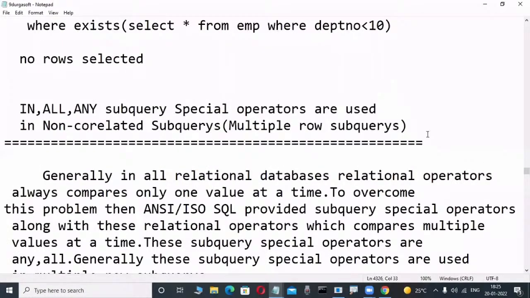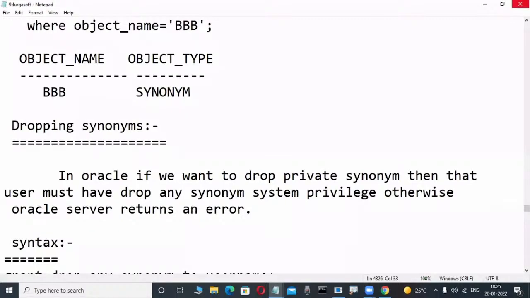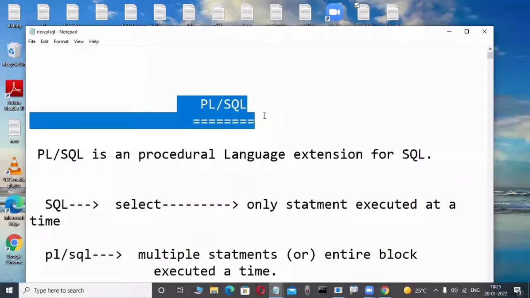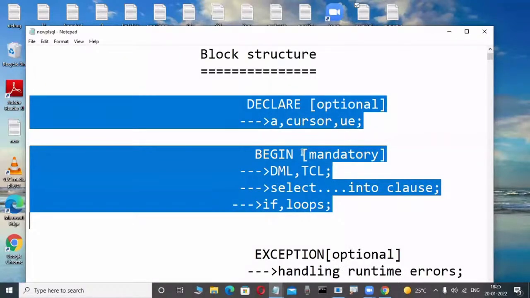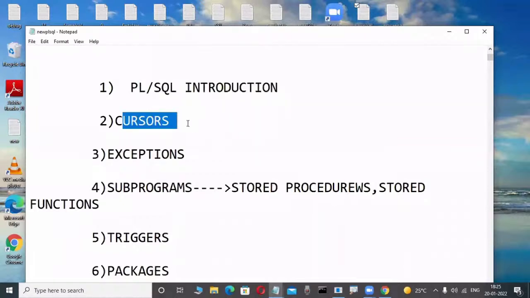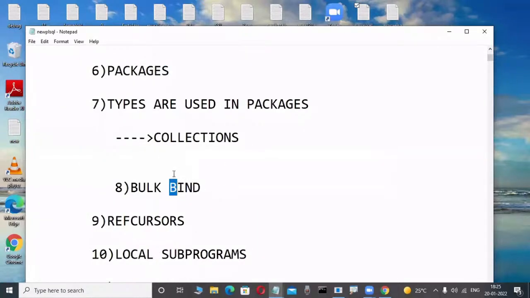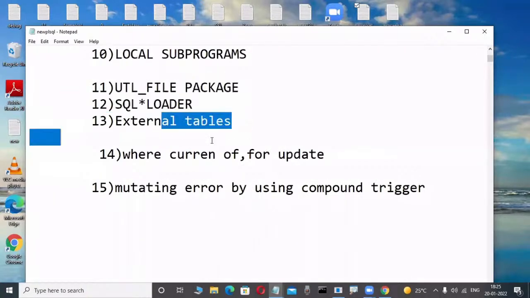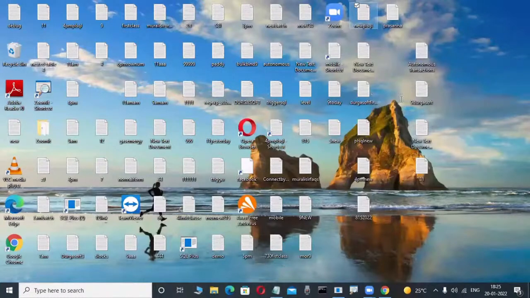Don't worry. Then database objects, so many things are there. We are learning, these are big concepts. Again, PL/SQL means a little bit of coding is there. Don't be afraid. This is PL/SQL, and in it you write a little bit of coding. In PL/SQL there are cursors, exceptions, stored procedures, stored functions, triggers, packages, types, collections, bulk bind, ref cursors, local subprograms, UTL_FILE packages, SQL Loader, external tables, so many things like this. So much syllabus is there.